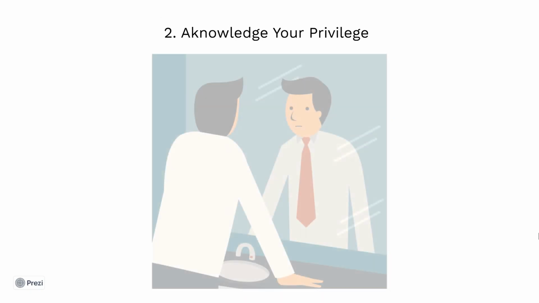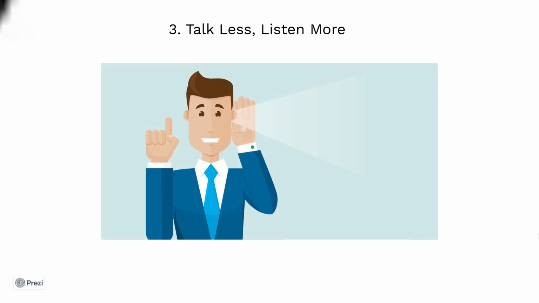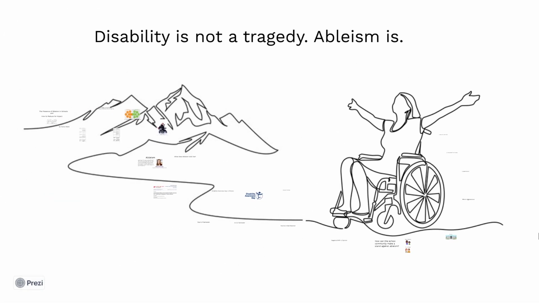Number 2, acknowledge your privilege. Learn to be self-aware, as ableism may even present itself unintentionally. Number 3, talk less, listen more. Listen to those who are marginalised instead of prematurely offering your thoughts or solutions. Hear their point of view, their ambitions and frustrations. Let them know that they are seen and heard. Above all, remember, disability is not a tragedy, ableism is.